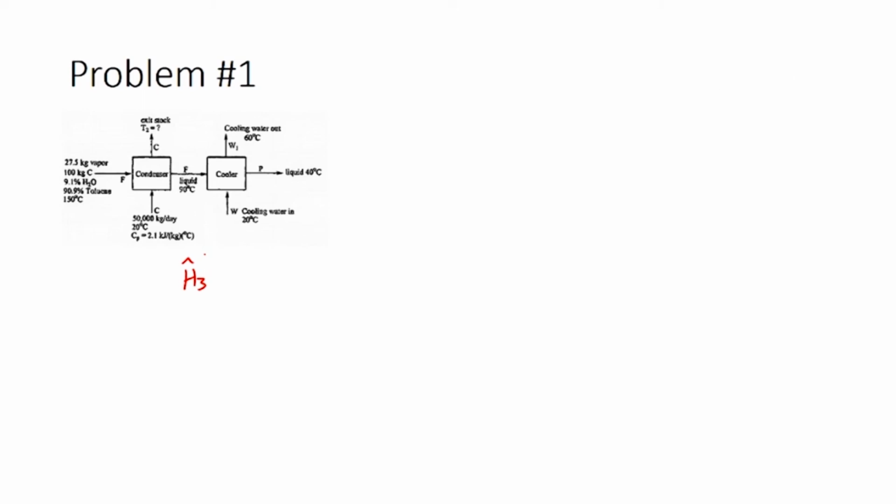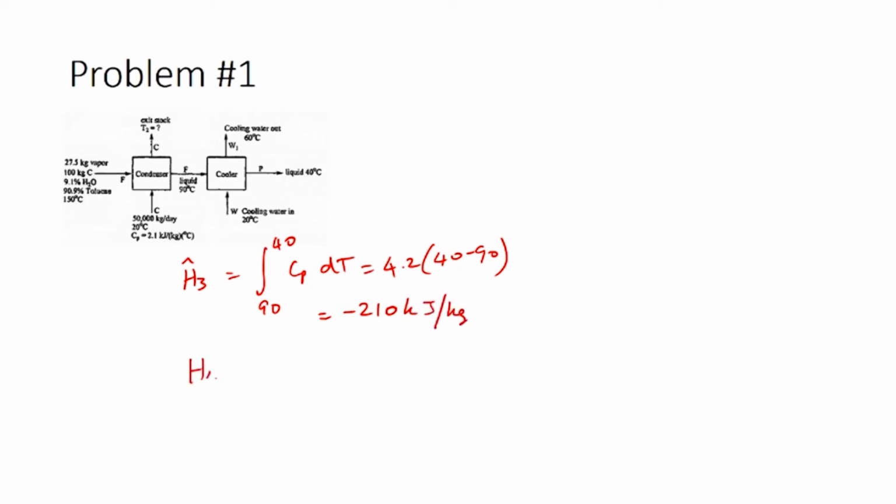Now we can calculate H3 cap. H3 cap is for the process where water liquid at the reference state of 90 degrees Celsius is being cooled to the water liquid leaving through the product stream P, which is at 40 degrees Celsius. So, the process is integral 90 to 40 Cp of water dT, a cooling from 90 degrees, the reference state, to 40, the exit condition for water. This would be 4.2 times 40 minus 90, giving a value for H3 of minus 210 kilojoules per kilogram.